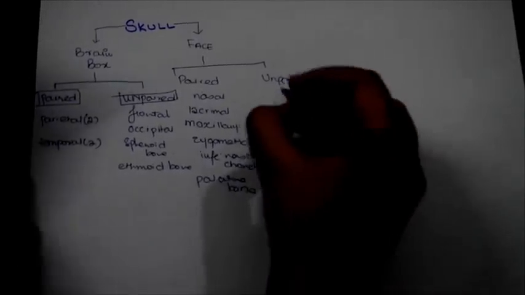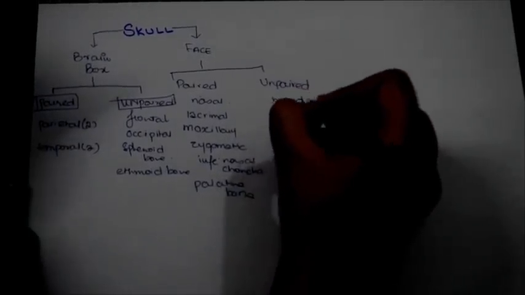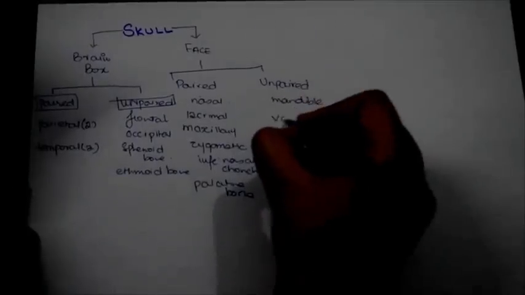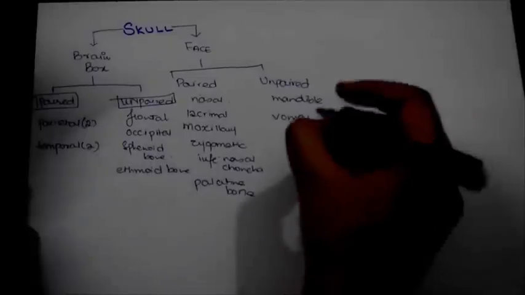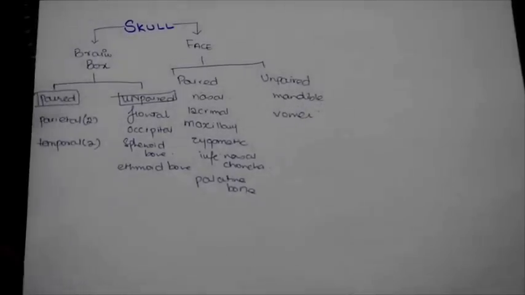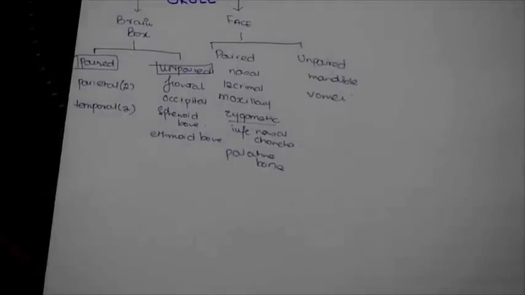Now the unpaired ones on the face are just two, mandible and vomer. And the maxillary bone has an intermaxillary suture between it, so it is also a paired bone. I was confused about it, I'm sorry.